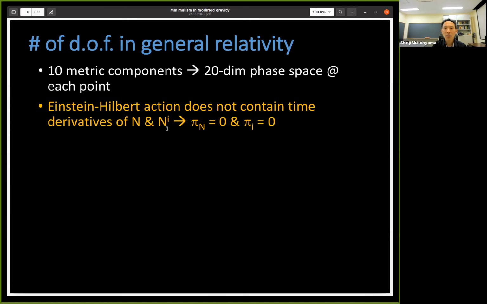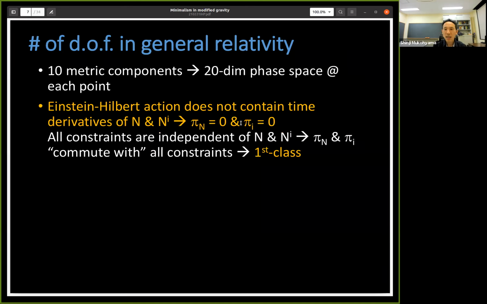Since we are in the Hamiltonian formalism, we need to compute the momenta conjugate to all variables. So we have pi_N equals 0 and pi_i equals 0, where this is the momentum conjugate to N, and this is the momentum conjugate to N^i. They are 0, meaning that we have a kind of algebraic equation in the phase space. They are called constraints, and actually they satisfy some conditions, so then they are called first class. Let me explain what they are.